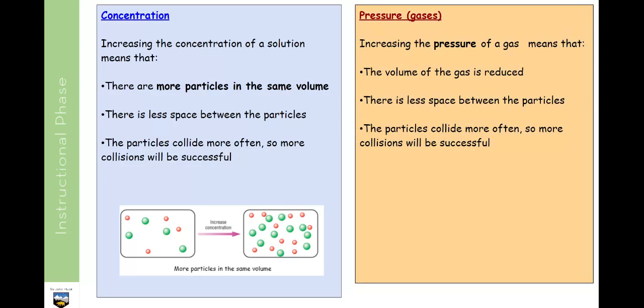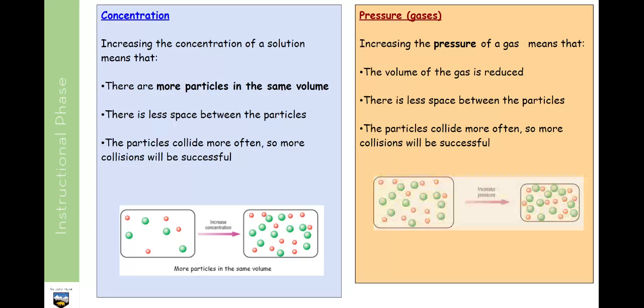Now, we talk about pressure in terms of gases. So increasing the pressure of a gas means that the volume of gas is reduced. So the space in which the gas particles can move around is reduced, meaning there's less space between the particles, just like in terms of concentration. The particles are closer, which means there's more chance of them colliding and more chance of those collisions being successful.